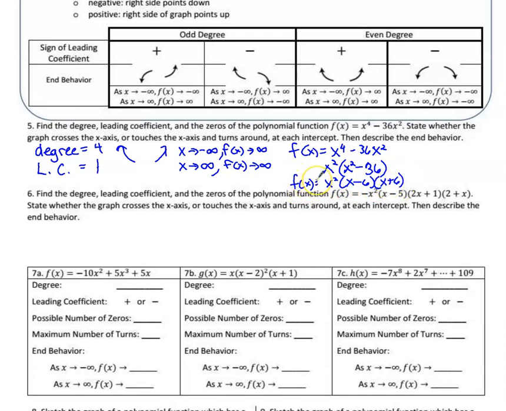So that tells me my zeros. One of my zeros is x equals 0, because that would make this whole thing 0 if this is 0. Another is x equals 6, and one of them is x equals negative 6. And whether it touches or turns around, whether it bounces or passes through, is based on the multiplicity. This one had an even multiplicity, so it bounces.